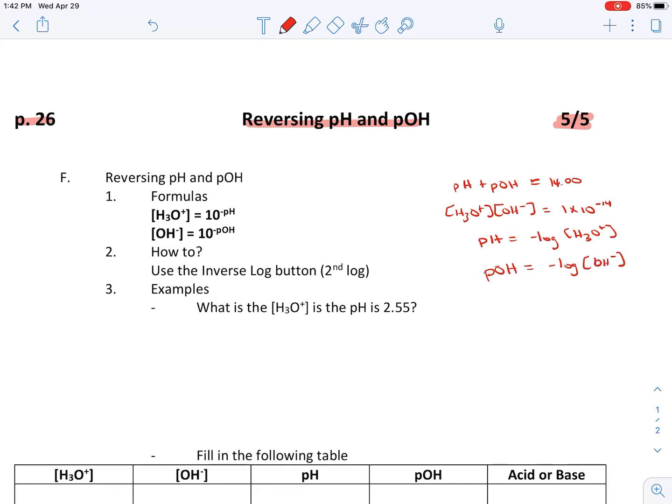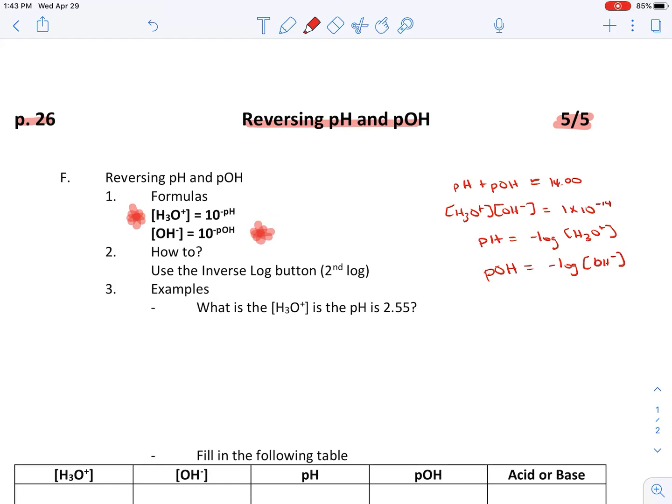Today, we're going to add 2 to that. The reason I wrote these all out is so maybe we can add all 6 of these to our post-it note. These 2 are going to be added today. We have the hydronium ion concentration equals 10 to the negative pH, and we have our hydroxide ion concentration equals 10 to the negative pOH.